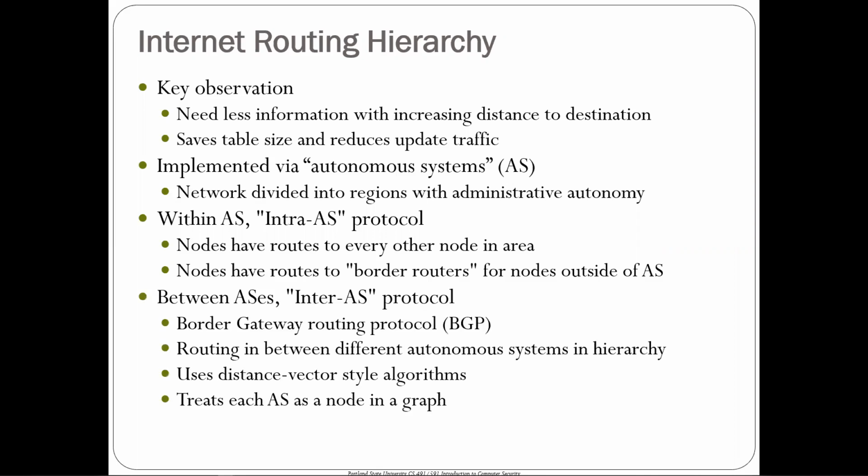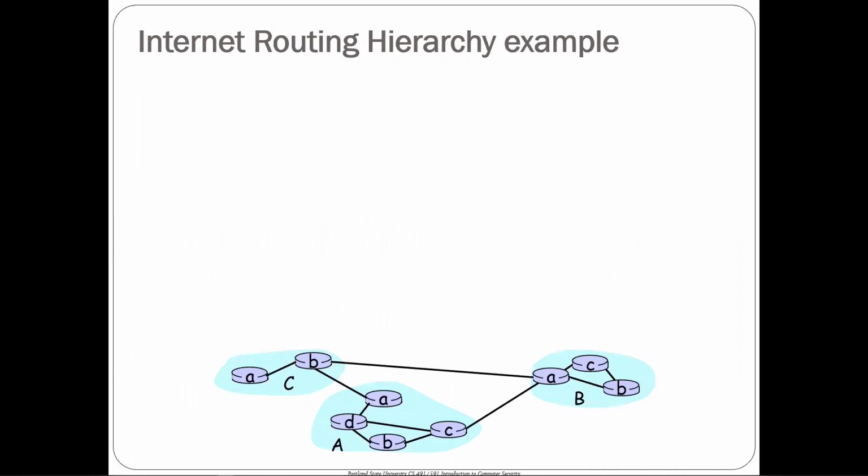Okay, so between Portland State and other destinations, you will run an inter-AS protocol, and that's typically with the Border Gateway Routing Protocol, or BGP. And this is basically handling the routing that's done between ASs on top of the individual AS. And this treats each AS as a node in a graph. So this is what it looks like.